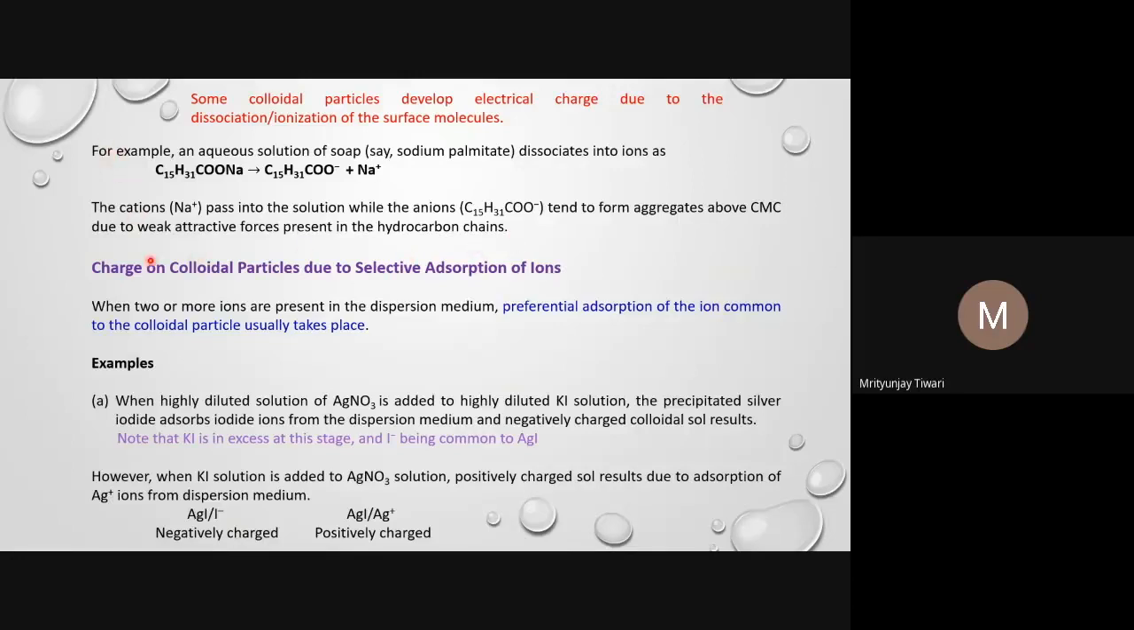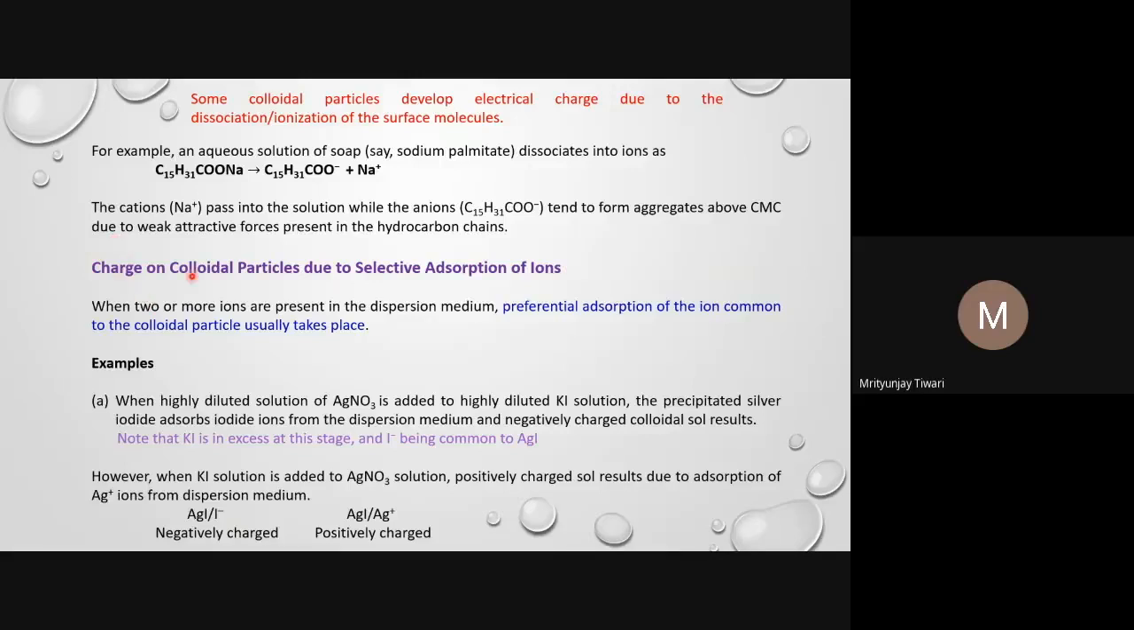So for example, in this case, sodium palmitate is one of the soaps. The cations pass into the solution while the anions tend to form aggregates above the critical micellar concentration due to weak attractive forces present in the hydrocarbon chain. And these weak attractive intermolecular forces are nothing but dispersion forces, or sometimes some books also report them as van der Waals interaction.